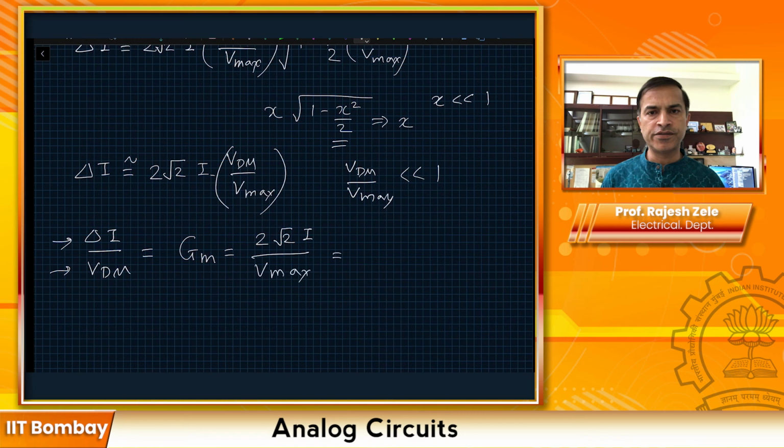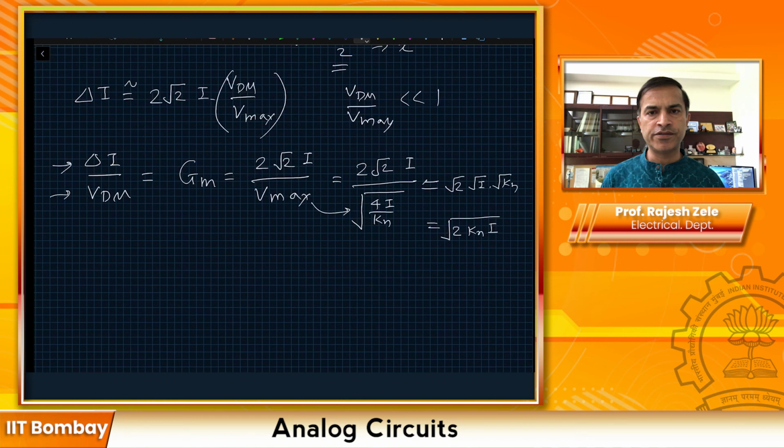Now we already know what the Vmax value was: 2 root 2 I divided by the square root of 4I over Kn. Okay, let me rewrite this so that you're not confused. That's our Vmax value. So this is equal to root 2 times root I times root Kn, which is equal to the square root of 2 Kn times I.